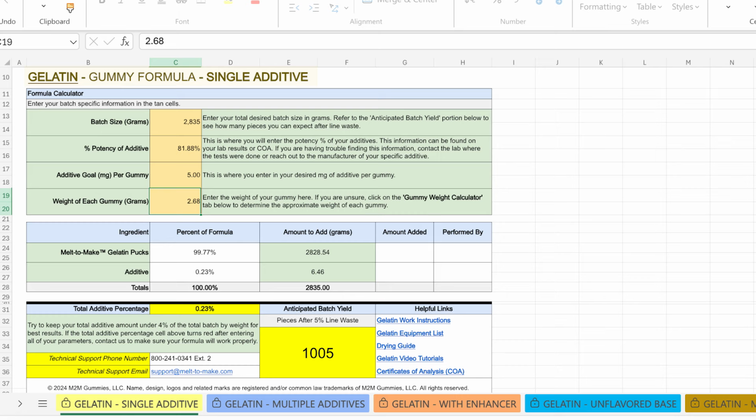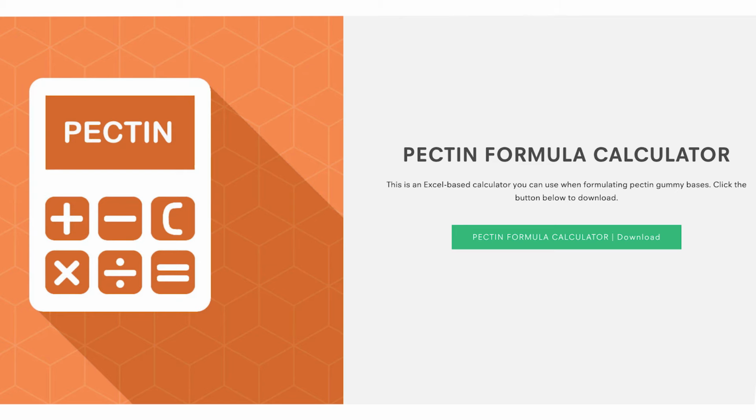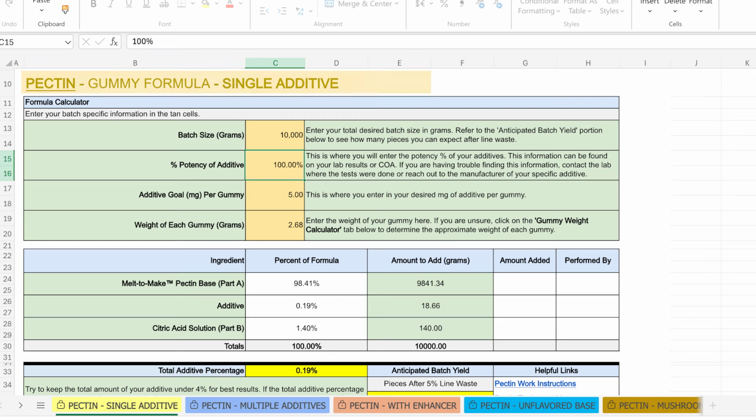When producing gummies with our gelatin base, the calculator will tell you the exact amount of gelatin pucks needed, along with the amount of additives required to produce your desired gummies. When producing gummies with our pectin base, the calculator will tell you the exact amount of Part A, pectin base, and Part B, citric acid, needed along with the amount of additives required to produce your desired gummies.